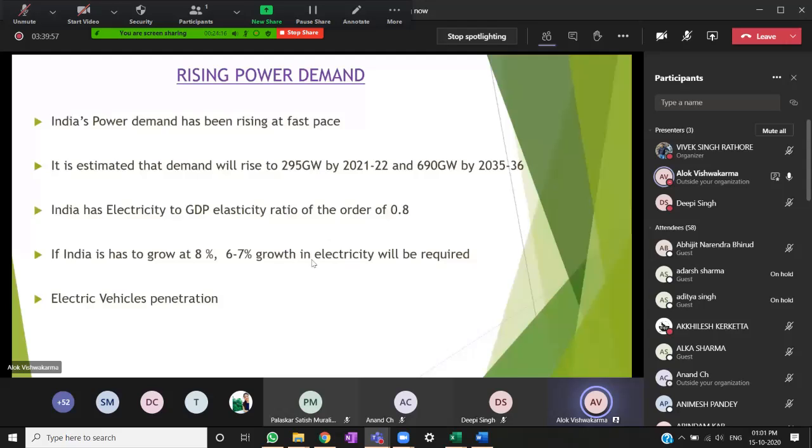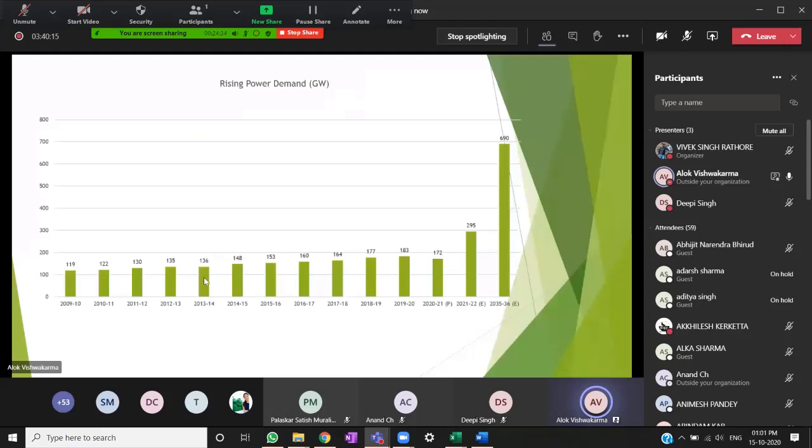Then electric vehicle penetration will also, in coming days, put significant power demand on the power sector. This is how the power demand has grown. We have data from 2009 to 2019-20, then these are the estimated ones. It is growing year by year.